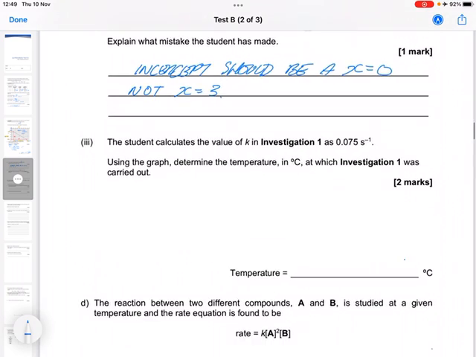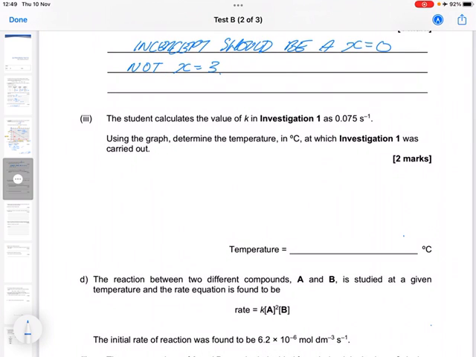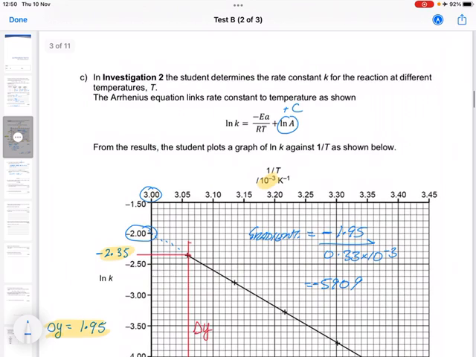Part 3, the student calculates the value of k in investigation 1 as 0.075. Use the graph to determine the temperature. So we've got k. Let's do the log of k. So the log of 0.075 equals minus 2.59. So there's a mark there. And then 2.59. So I'm going to my graph here.